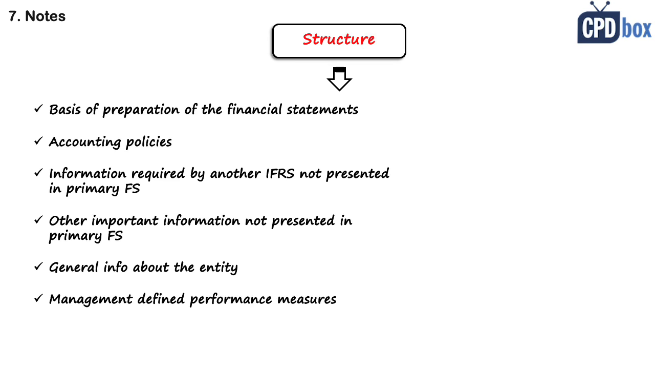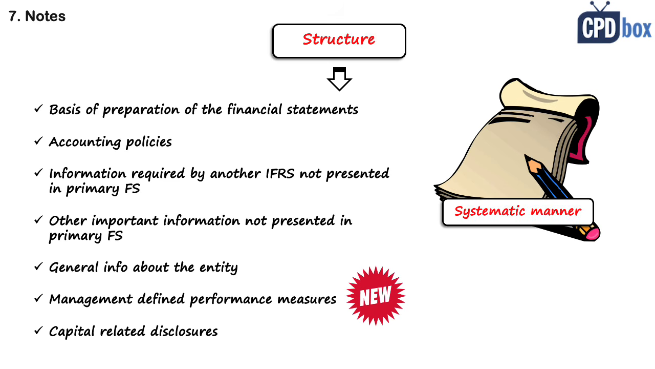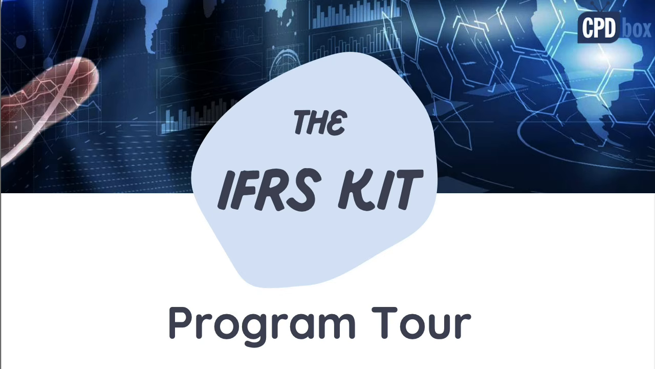Management defined measures. I'll make a whole new video lecture on this one because this is new in IFRS 18. But these are simply numbers outside IFRS reporting used by the entity to communicate its performance. And here we must present what they are and their reconciliation to the closest IFRS reporting measure. It could be free cash flows, just as an example. Then capital-related disclosures as carried from IAS 1. Sure, you need to present notes in some systematic manner and do not forget to cross-reference them to the financial statements. So that's about it for this relatively short summary.